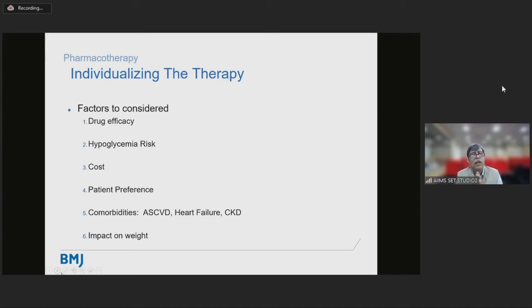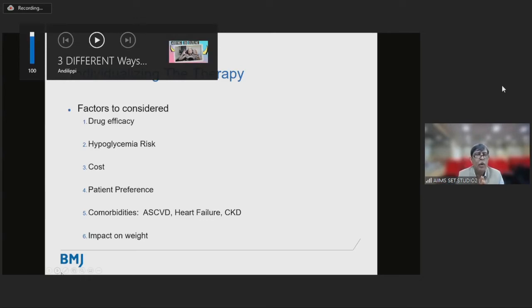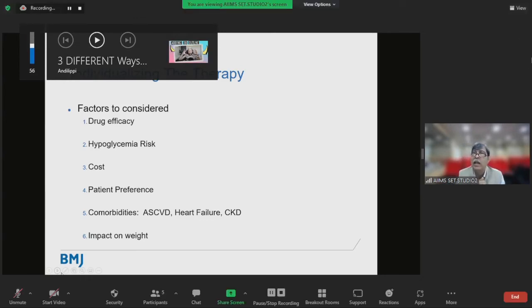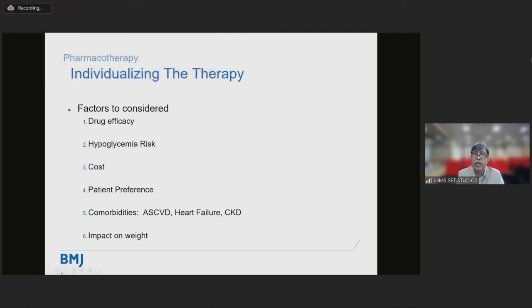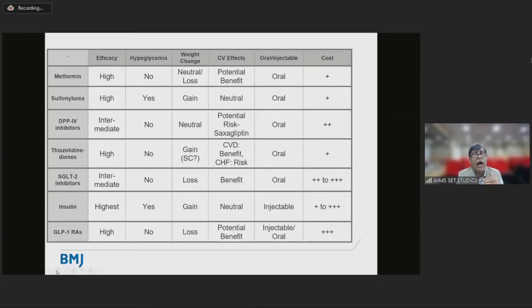So drug efficacy, hypoglycemia risk, cost, patient preference, comorbidities, and weight. So if somebody is concerned about weight gain, then the glitazones and secretagogues may actually cause worsening of weight gain, right? So again, all of this has to be factored through and discussed. Let's take you through, and I know looking at the slide will make a lot of you very unhappy. It's a busy slide, but I think it's important for us to understand this.